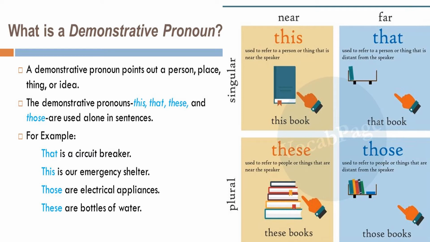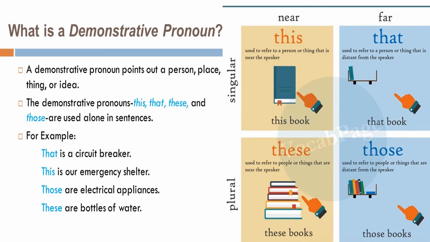Now, if you're talking about something singular, which is if you're talking about one thing or one person, and if it is something near to us, we use this. So, this refers to a person or thing that is near the speaker. For example, this book. And if you're talking about something far off from us, we use that. That is used to refer a person or thing that is distant from the speaker.